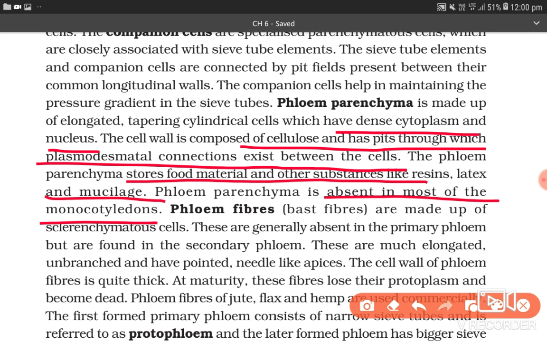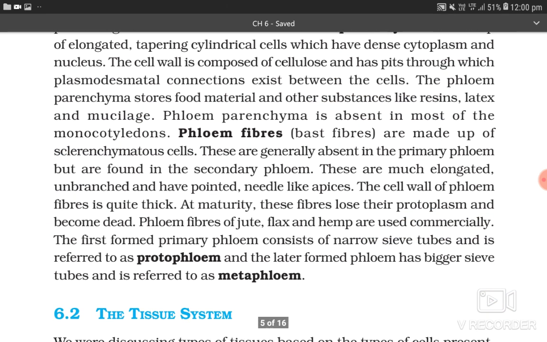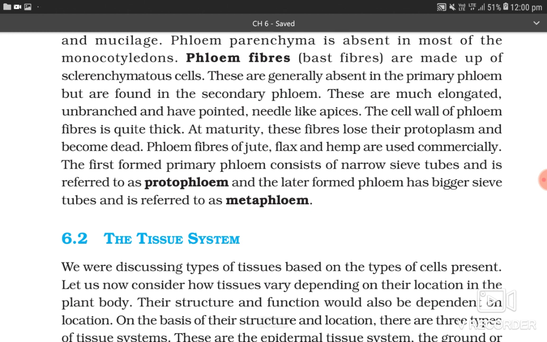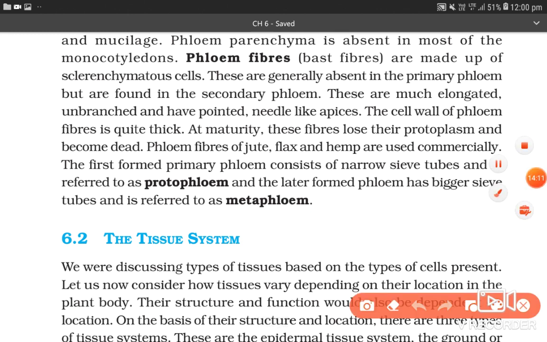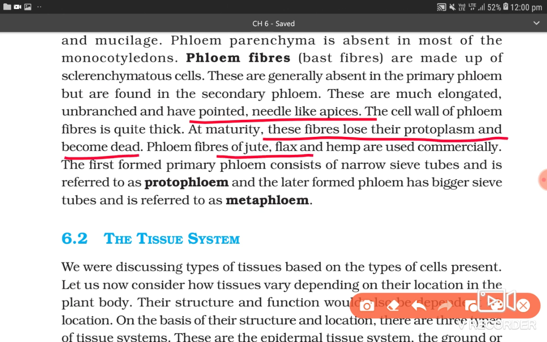Phloem fibers, or bast fibers, are made up of sclerenchymatous cells. They are generally absent in primary phloem but are found in secondary phloem. They are much elongated, unbranched, and have pointed needle-like apices. The cell wall of phloem fibers is quite thick. At maturity, these fibers lose their protoplasm and become dead. Phloem fibers of jute, flax, and hemp are used commercially.